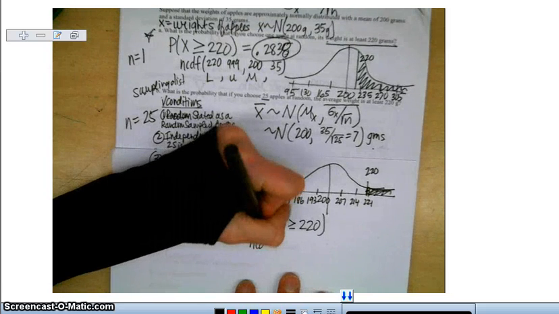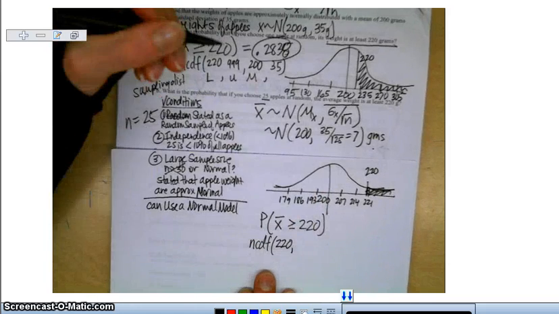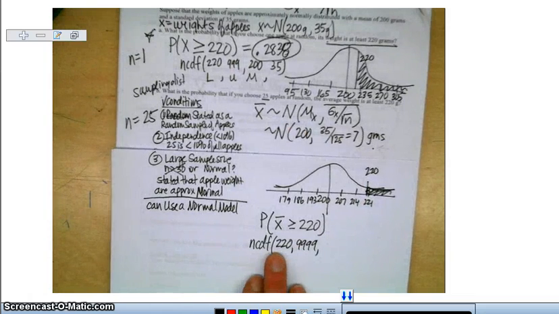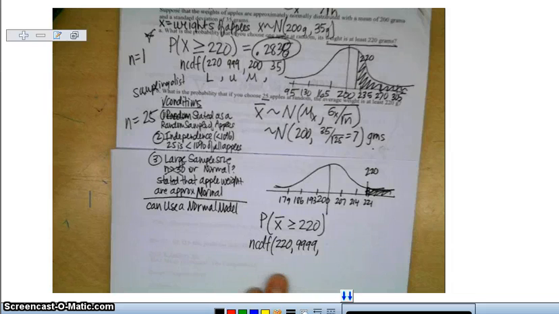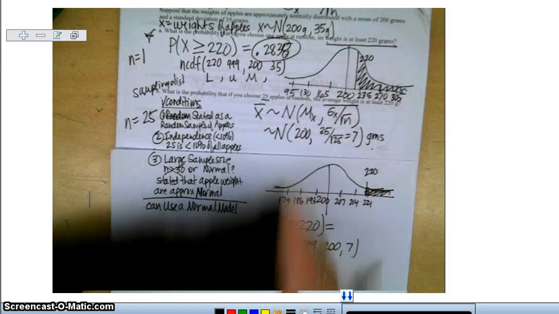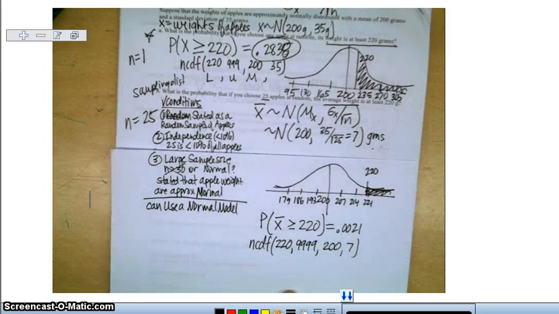normalcdf. The only difference, our lower bound is still 220. Our upper bound is 9999, positive infinity. So at least 3 nines, some number bigger than 220. Okay, and then my mean is what? 200, but what's my standard deviation this time? 7. And what do you get for that probability? 0.0021. So a very slim chance that the average weight of 25 apples will be more than 220 grams.